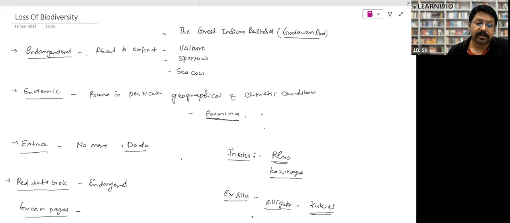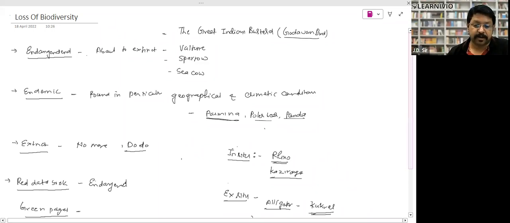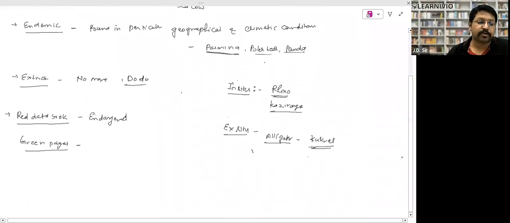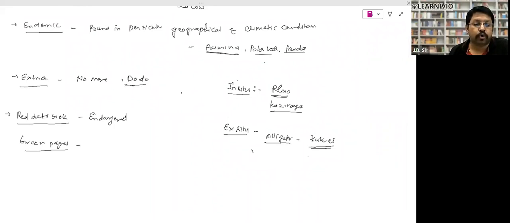Polar bear. Polar bear is endemic. Panda, that is found in China, in a particular part of China. They are endemic, right? Extinct, they are no more found. Like dodo. Dodo is a bird which is extinct from where? Which country? Mauritius. Right?